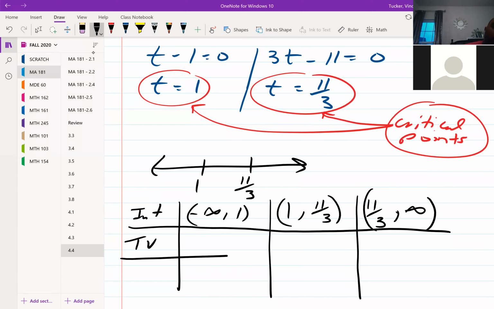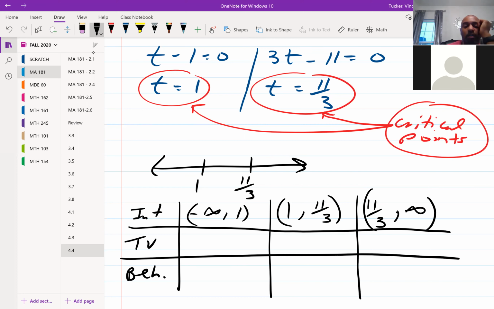Test values and behavior. All right, so I don't know if you remember from not the last calculus class, but from pre-calculus, we actually had to set up this same type of table with these intervals. So that was really setting us up for the stuff in calculus. So for test values, use 0, I'll use 2 here, and 5.